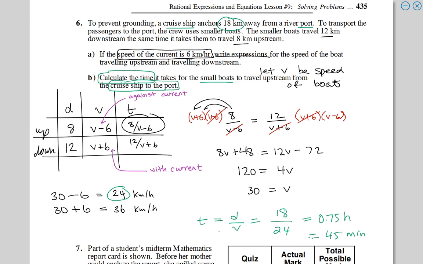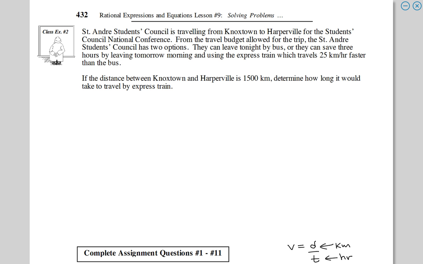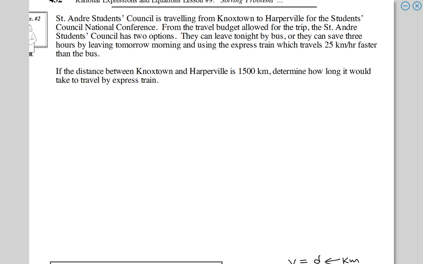Let's do class example 2. Okay, class example 2. Again, let's highlight the key information so we don't make mistakes. I'm looking at this. The council's traveling from 2 towns. Don't care. The travel budget says we have 2 options. Okay, whoop-de-doo. So here are the 2 options. They can leave tonight by bus, or they can save 3 hours by leaving tomorrow morning and using the express train.